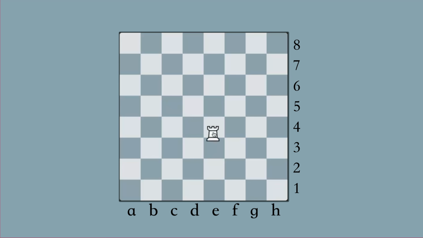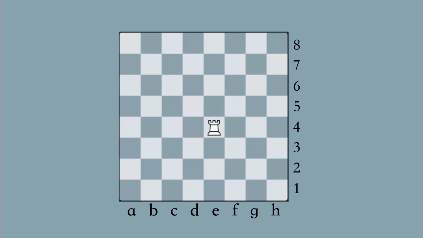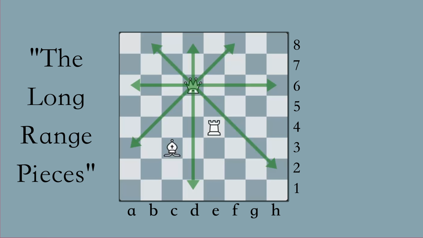Now we're going to learn how the pieces move. The rook moves up, down, right, and left. The bishop moves diagonally, and the queen moves in any direction, like the rook and bishop combined. So these three pieces, the rook, bishop, and queen, are all similar in a couple ways. They all move in a straight line, and they can all move as far as they want to go, so long as their path is not blocked by another piece.